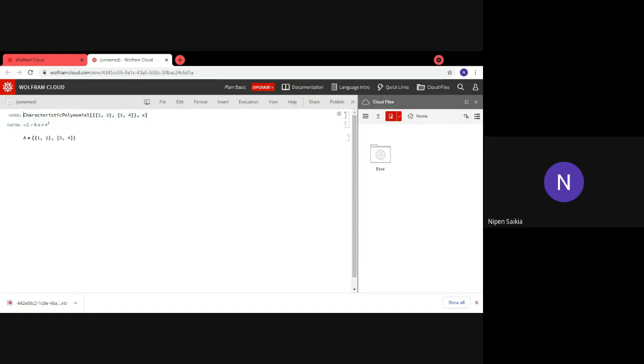Okay, so to find the characteristic polynomial, we'll use the characteristic polynomial command. So I will just write here CharacteristicPolynomial. It is for the matrix A, and we'll just put the variable x. So we'll get the same. We can define the matrix like this, or we can directly put the matrix here, and we'll get the characteristic polynomial.